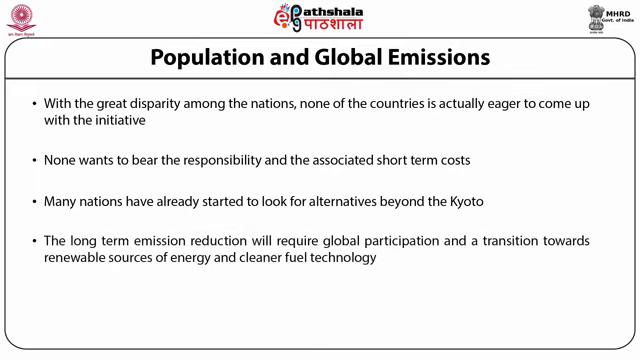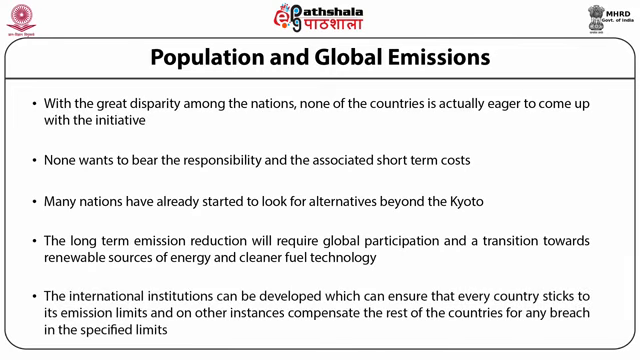The long-term emission reduction will require global participation and a transition towards renewable resources of energy and cleaner fuel technology. This is very much possible using a gradual process. International institutions can be developed which can ensure that every country sticks to its emission limits and, on other instances, compensate the rest of the countries for any breach in the specified limits. But here lies the issue of population dynamics. A rapidly growing population can halt any progress in emission reduction.